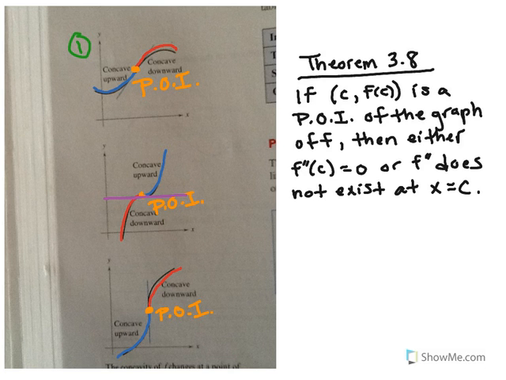And with this comes theorem 3.8, which says if c, the function at c is a point of inflection of the graph of f, then either the second derivative is equal to 0 or it does not exist at that point. So if we take a look at graph number 1, it shows that the tangent line is doing something like this, right? And that's definitely not 0, and it does seem like it would exist. So why is this considered a point of inflection if it doesn't match this information?